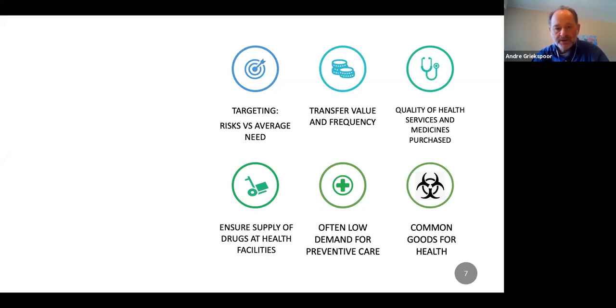Then another element is that there's a whole series of preventive care in the health sector that does not always have the same demand as people have for commodities that they need on a daily basis, or for curative care. And then a last component, and I'll come back to that later when I discuss a bit more on epidemics, there's a concept that we call common goods for health.